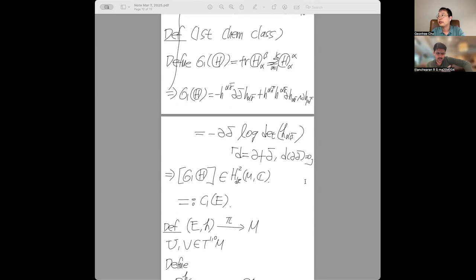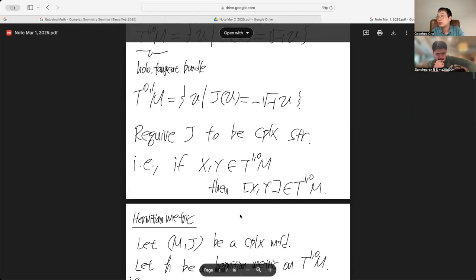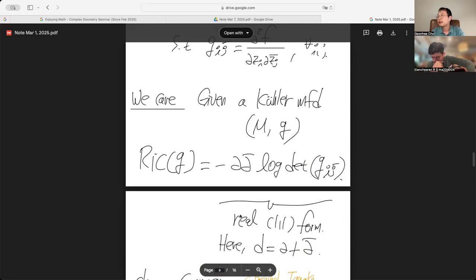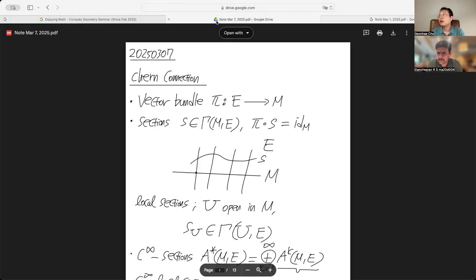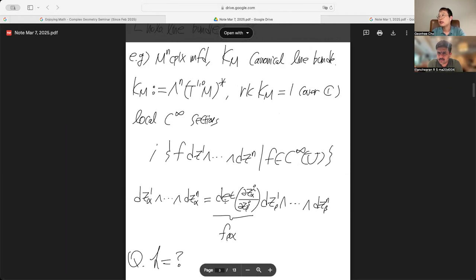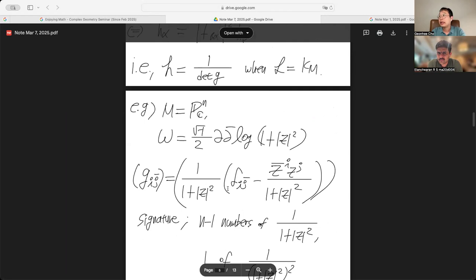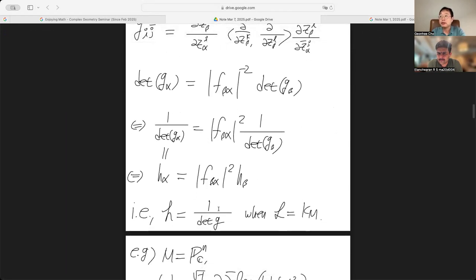Let me reshare the previous note from last week. So this is the previous note. What can we do? If you look at this expression of the Ricci curvature, this identity is an identity in Riemannian geometry in the case of Kähler. The Ricci tensor, the Ricci two-form, is written as negative partial d-bar of log of the determinant of G. And you also know, on the other hand, what we saw in the case of the canonical line bundle, that the Hermitian metric on the canonical line bundle is written as 1 over the determinant of G, as you can check from here.